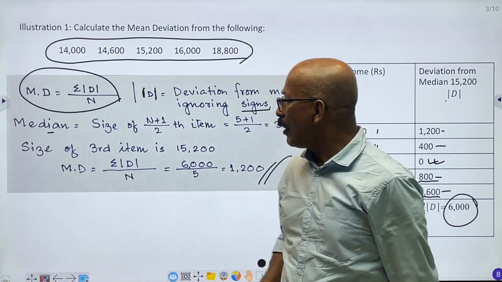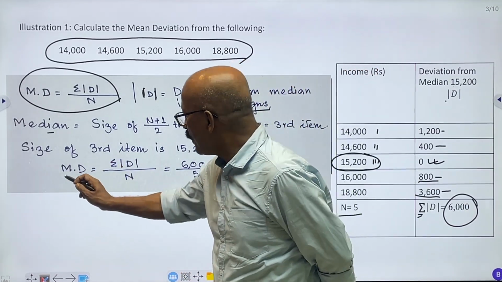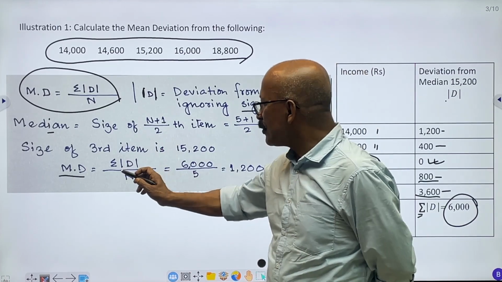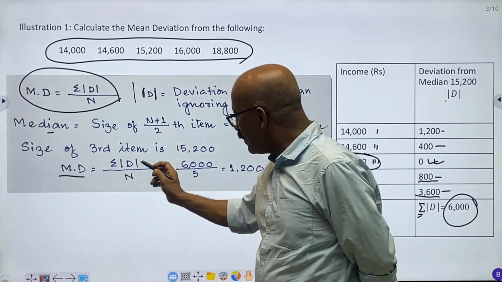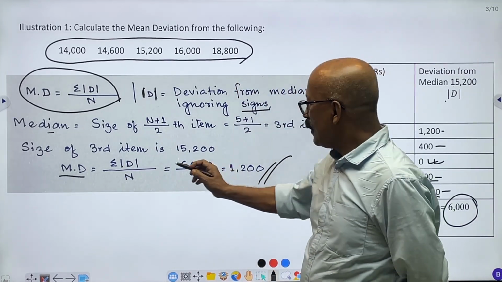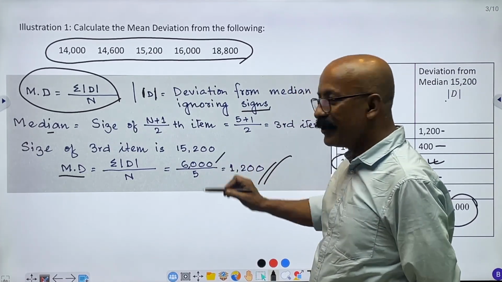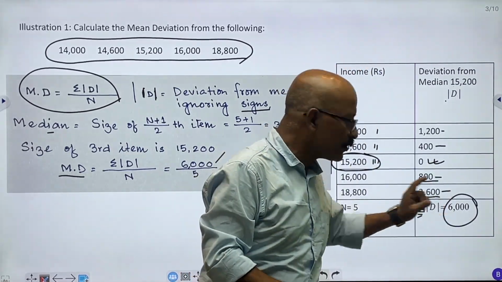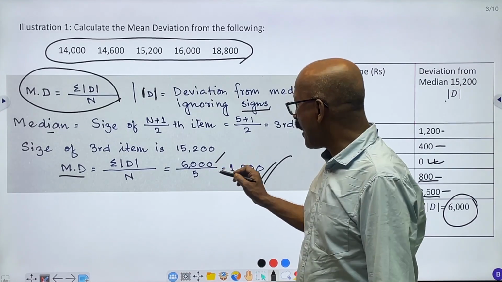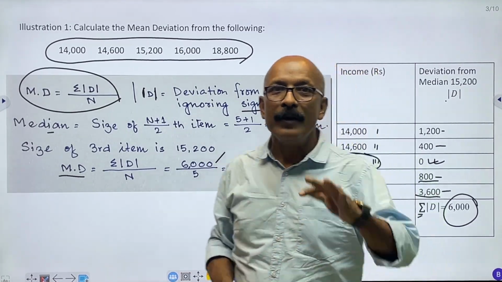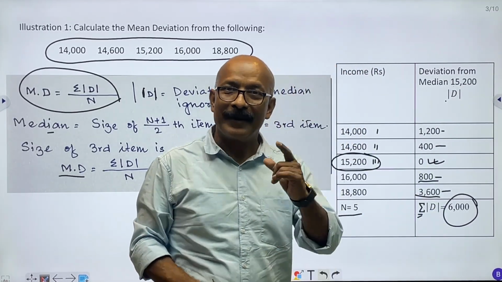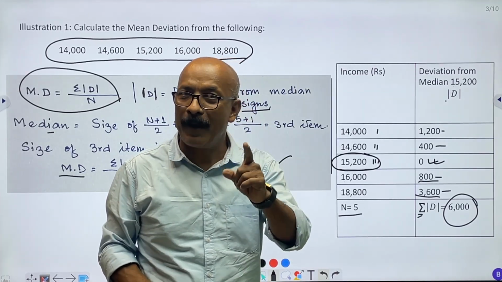So we know the formula: mean deviation is equal to summation modulus D divided by n, and summation D is equal to 6,000. So 6,000 divided by n. N will stand for the total number of observations in the case of individual series. Keep it in your mind.